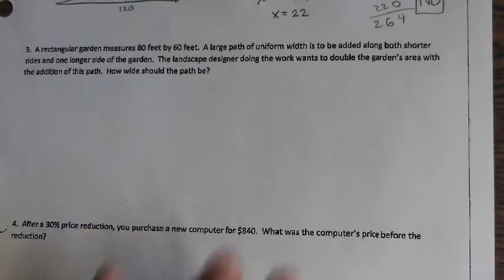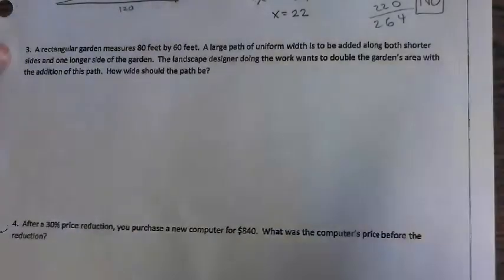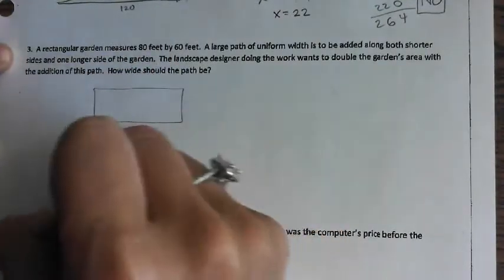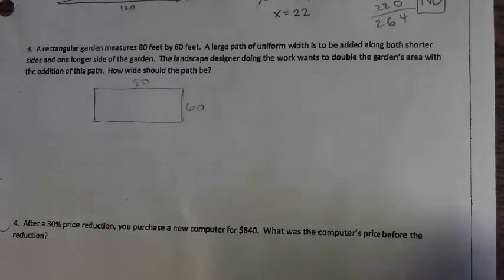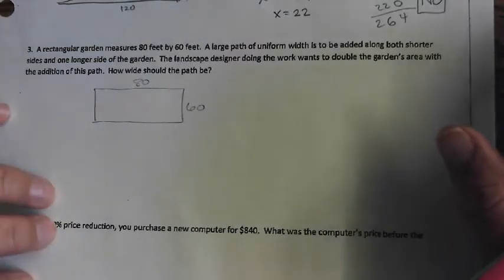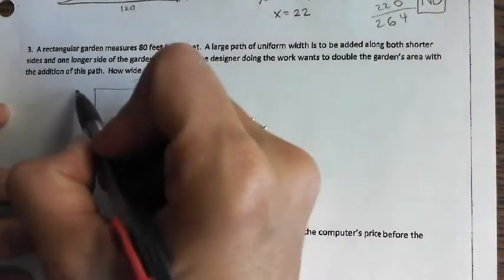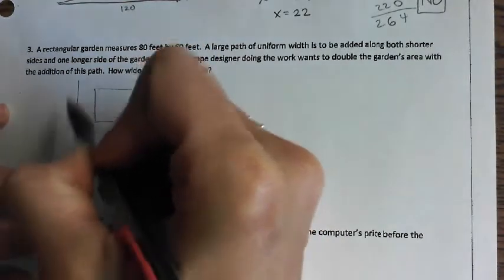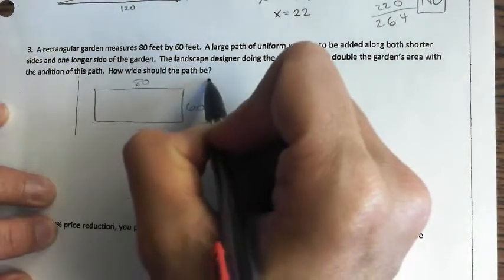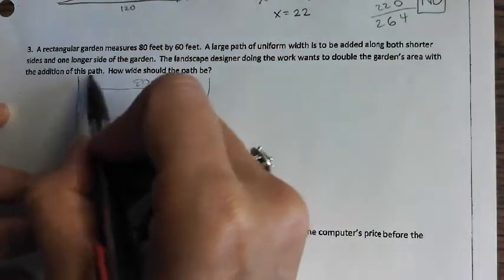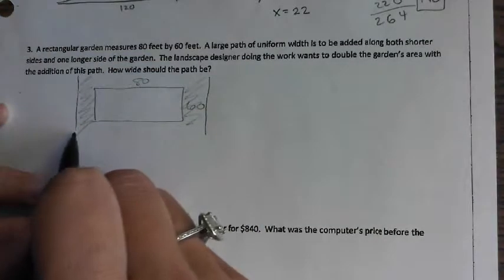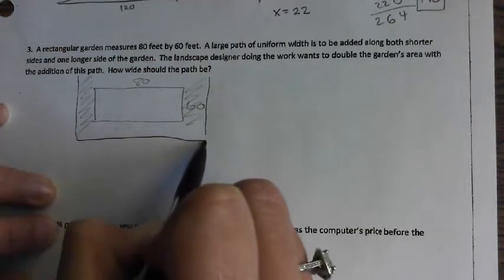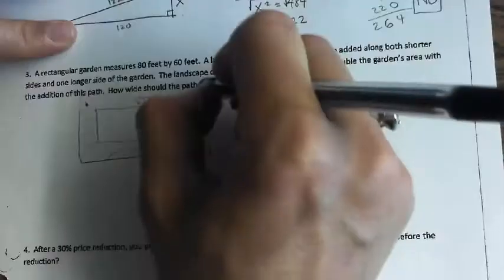Okay. A rectangular garden measures 80 by 60. Draw it up. A large path of uniform width is to be added along both shorter sides. So here and here, we're going to have a border. And only along one of the longer sides. So I'll do the one on the bottom. So this is not actually extending up.